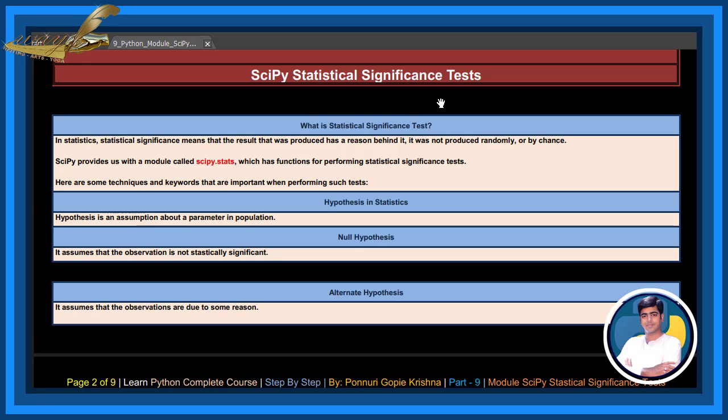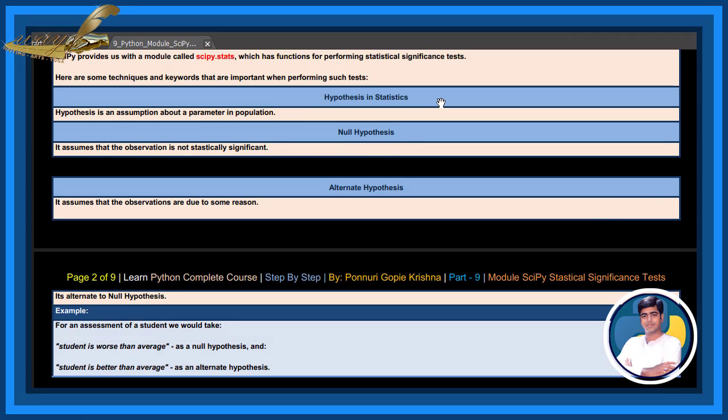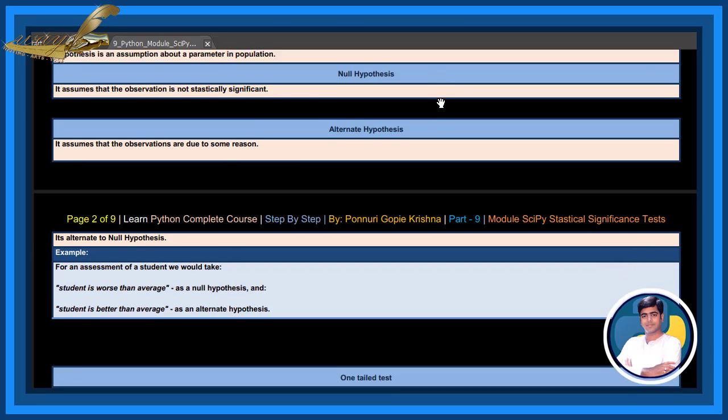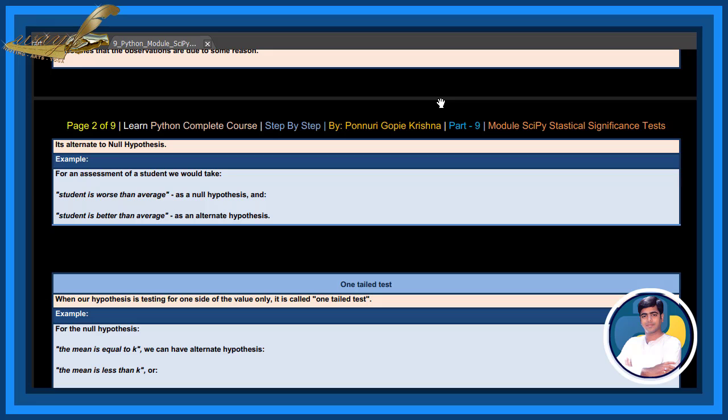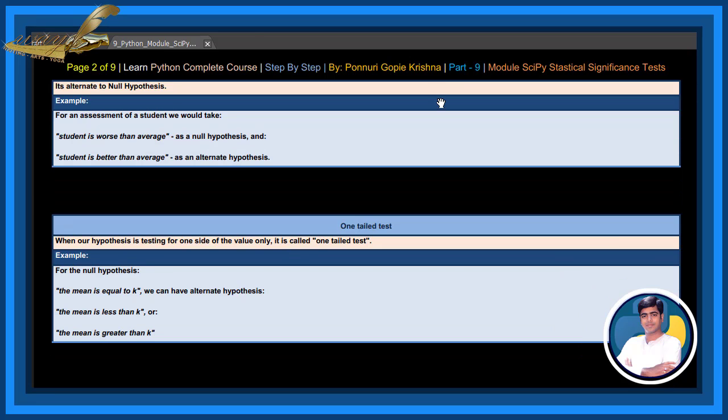Here are some techniques and keywords that are important when performing such tests. Hypothesis in statistics: a hypothesis is an assumption about a parameter in a population. Null hypothesis: it assumes that the observation is not statistically significant. Alternate hypothesis: it assumes that the observations are due to some reason. It's alternate to the null hypothesis. For example, for an assessment of a student, we would take "student is worse than average" as a null hypothesis and "student is better than average" as an alternate hypothesis.